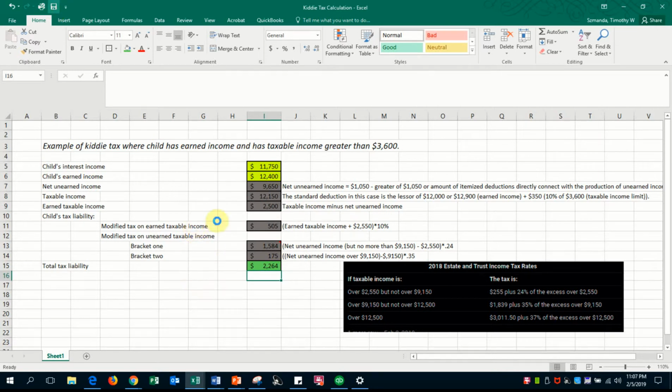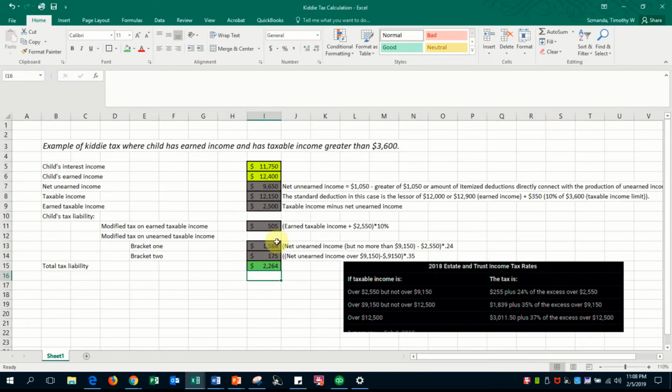Okay, now that we've done that, it's time to calculate the child's tax liability now that we have these preliminary calculations done. And this again is unique. These calculations are unique to the children, to the kiddie tax.